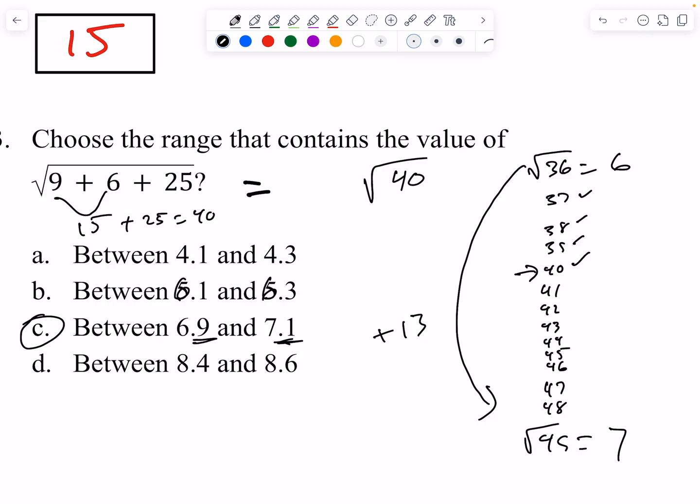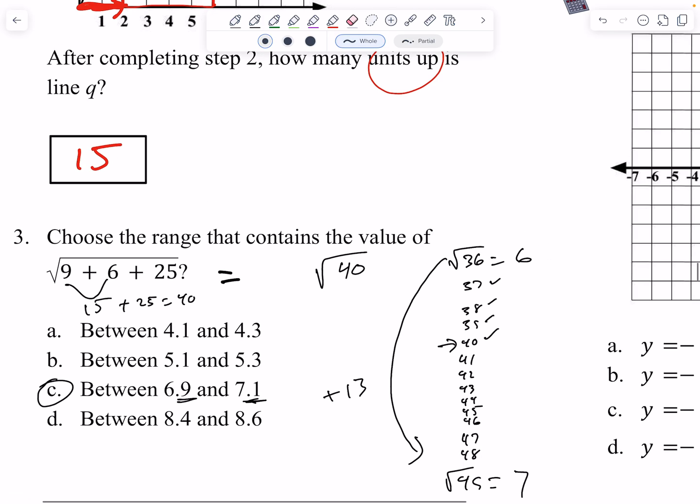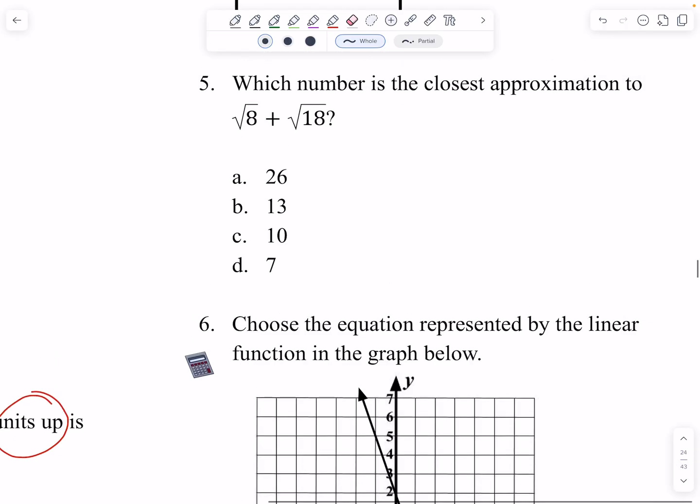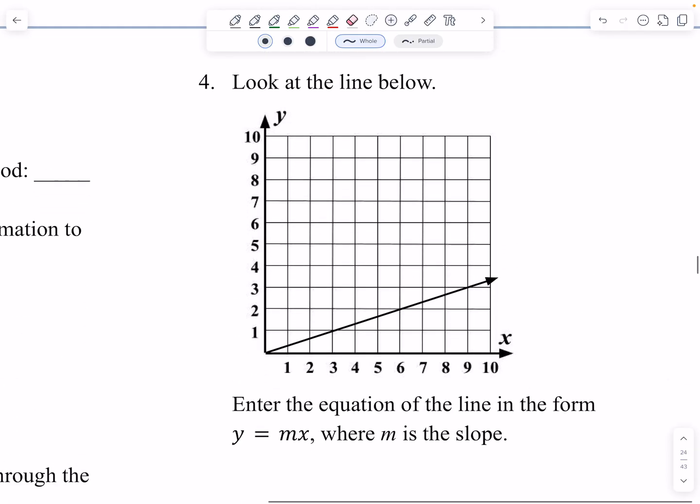So I probably wrote it wrong, but anyways, just a heads up: it should be between 6 and 7. That's the key thing. There's a third version, so I probably just wrote that one wrong or forgot to switch it. Anyways, moving on.